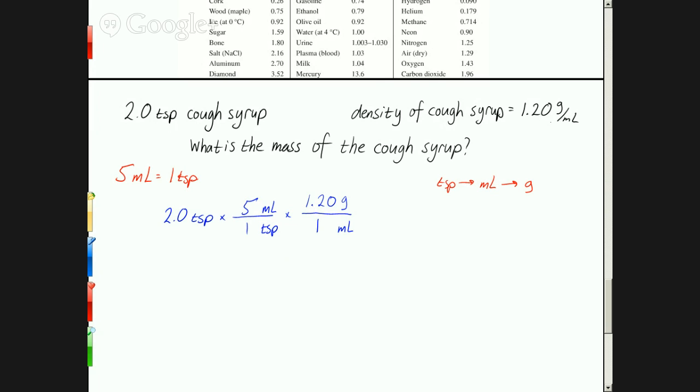We can't just say there are always 1.2 grams per milliliter. It depends on the substance. Because it's this cough syrup with a density of 1.2, we say 1.2 there. If it were water, we'd put a 1 there. It would be 1 over 1.